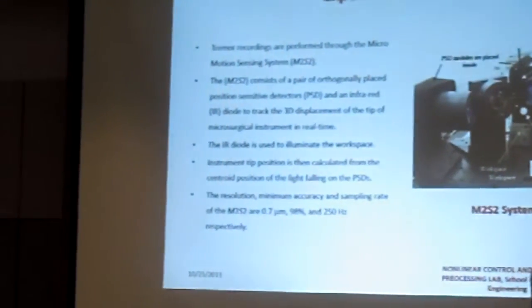Okay, experimental setup. This is the experimental setup used to collect the tremor signal. This mainly consists of PSDs, position sensitive detectors, and IR diodes. The M2S2 setup consists of a pair of orthogonally placed position sensitive detectors and an IR diode to track the 3D displacement of the tip of the microsurgical instrument in real time. The resolution, the minimum accuracy, and the sampling rate of the M2S2 system are 0.7 micrometers, 98%, and 250 Hz respectively.